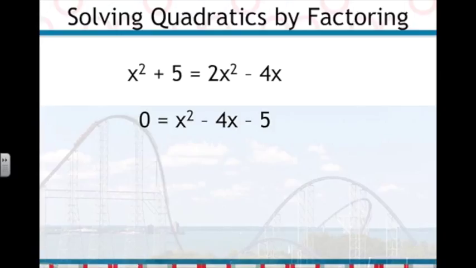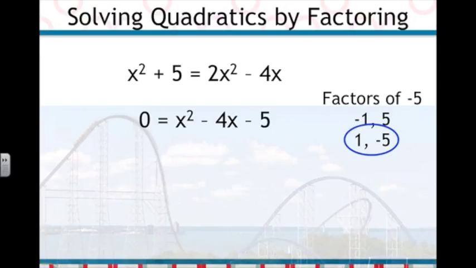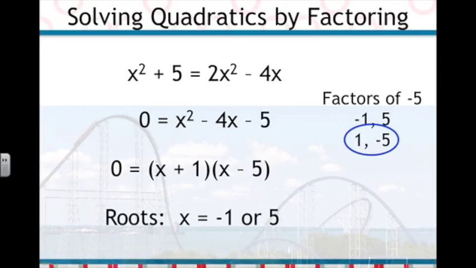This is a pretty easy one to factor because we need the factors of negative 5, which only has two possibilities, negative 1 and 5 and 1 and negative 5. 1 and negative 5 add up to the negative 4 we want, so we know the quadratic factors into x plus 1 times x minus 5, and that's equal to 0. Now that we have that, we can again use the zero product property to find the roots. X equals negative 1 and positive 5.